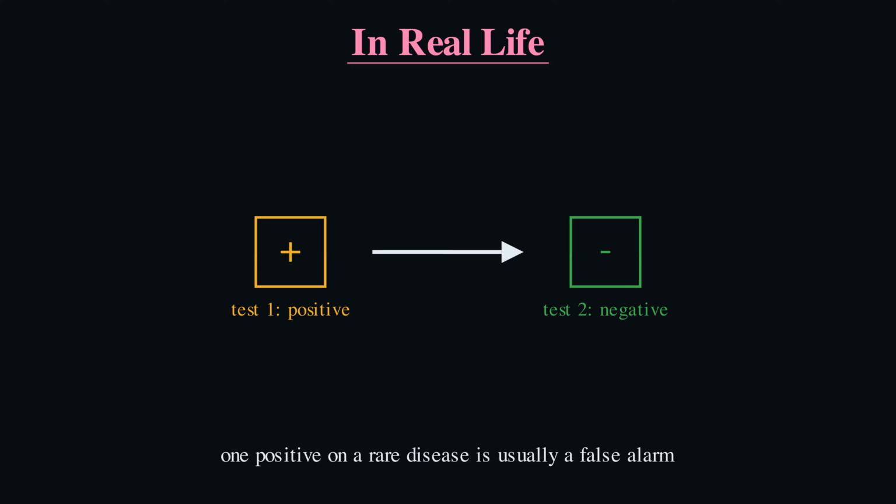This is why a good doctor never trusts a single positive for a rare disease. They run a second test. Because, as the dots showed, one positive on something rare is usually a false alarm.